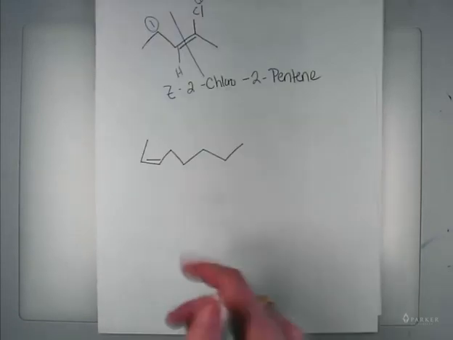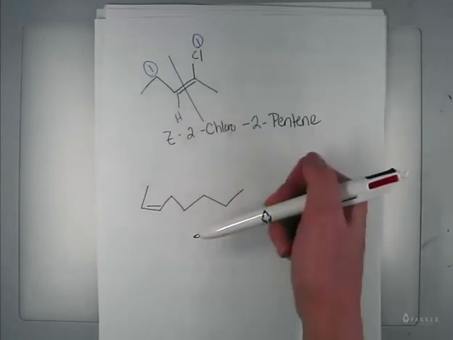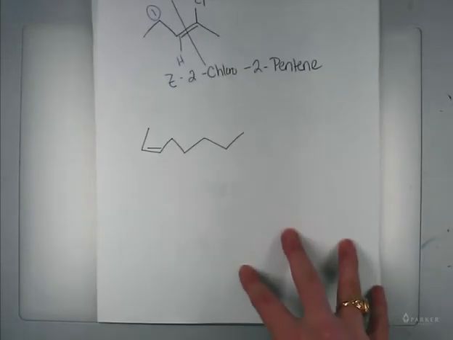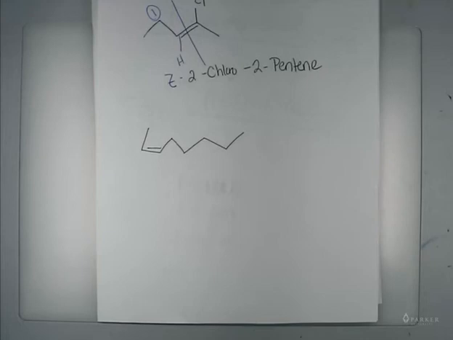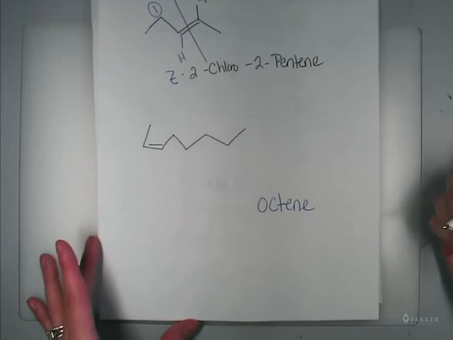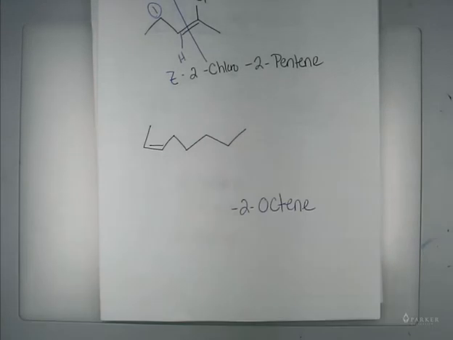Okay, what about this one? So anytime it shows you the direction of the bonds, you can put either cis, trans, E, or Z. So let's look at the next one. How many carbons here? 8, which is an octene. Where's the double bond? 2. And can I say cis, trans, E, or Z? Yes, you can.